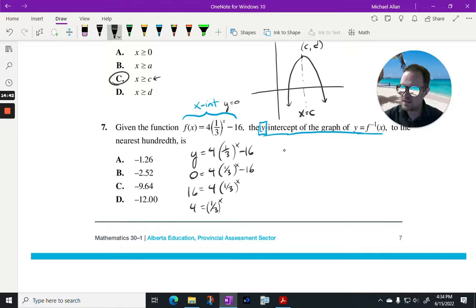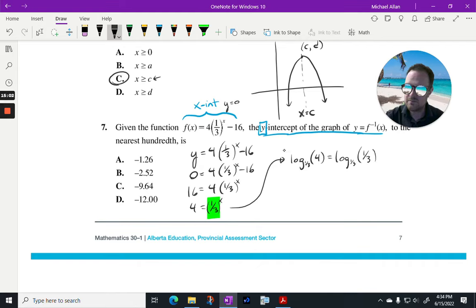And I'll put that in the brackets. And now I need to get rid of this exponential, this base that we're trying to get rid of. I need to get rid of this piece. So I'm going to take the log of both sides. I'm going to go log base 1/3 of both sides. So log base 1/3 of this side as well.